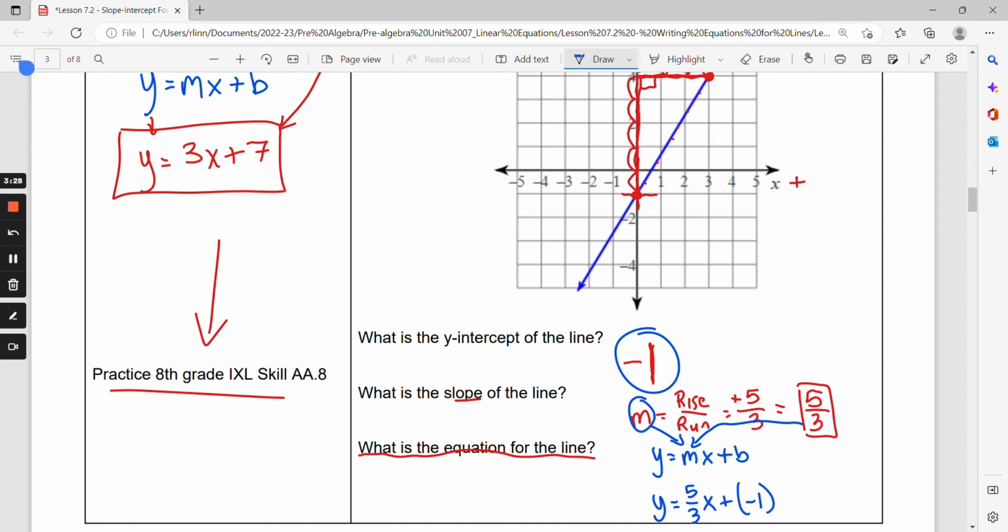But sometimes I can just simplify this a little bit further. And instead of writing it as plus -1, I'll just say that my equation for my line is y equals 5/3 x minus 1. Because we know that these two equations are the same thing. Because subtraction is just adding the opposite. So we can write it either way.